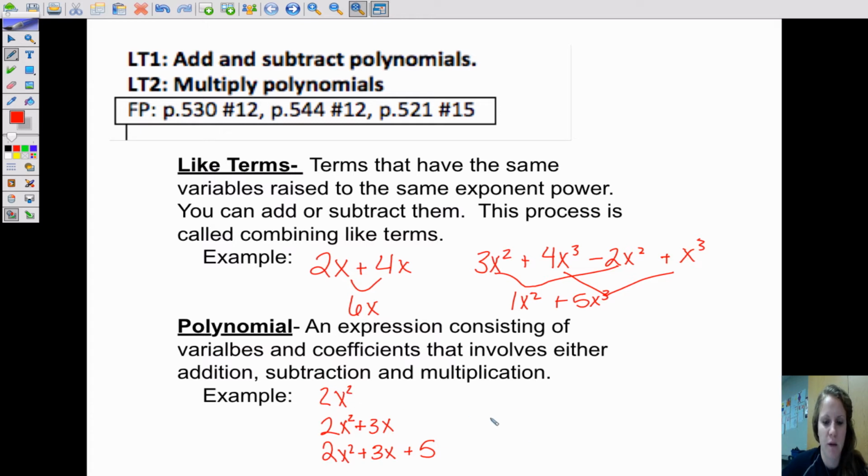But a polynomial might be 2x squared plus 3x plus 5 plus y. Okay? So there's lots of terms in these groups. So monomial, binomial, trinomial, polynomial. But all of them would be polynomials as well. The polynomial is kind of the general term.